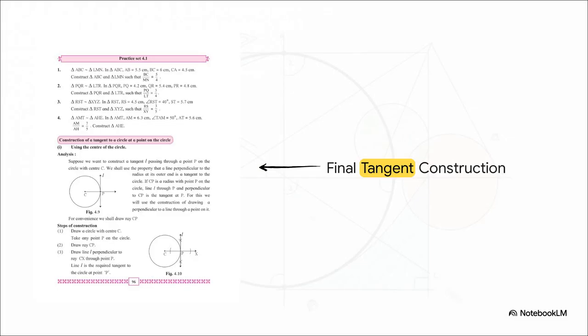Once done, you will notice those small compass arcs cutting the ray on both the left and right sides of point P. From those 2 new points, we draw larger intersecting arcs above and below the line. By joining those intersections, we lock in a perfect 90-degree angle at point P, creating our required tangent perfectly.